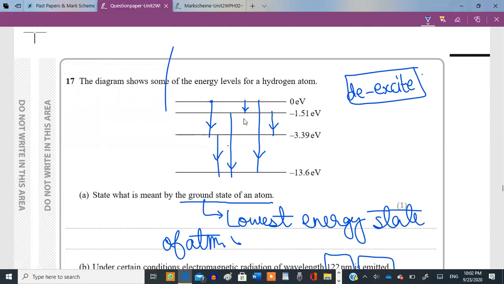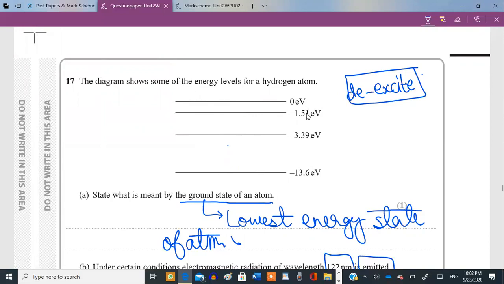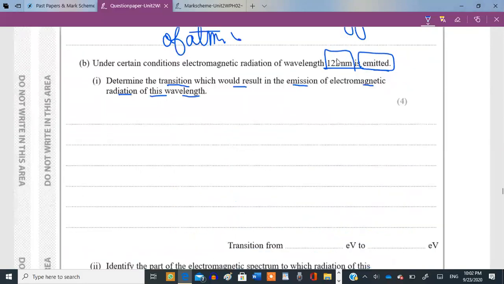Okay, many are possible. Now we need to find out the transition which resulted in that wavelength. For that, we'll need to find out the energy of that wavelength and then convert it into electron volts, and then compare it with the energy gaps in between these different energy levels. The one which matches is the answer. So first find out the energy of this wavelength.